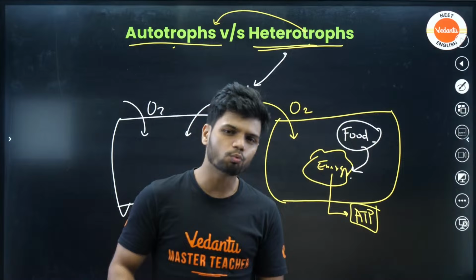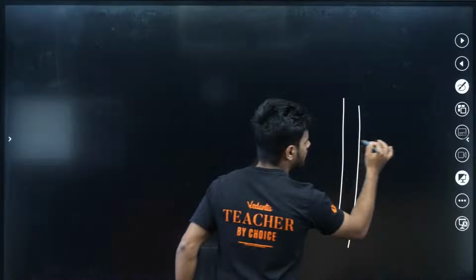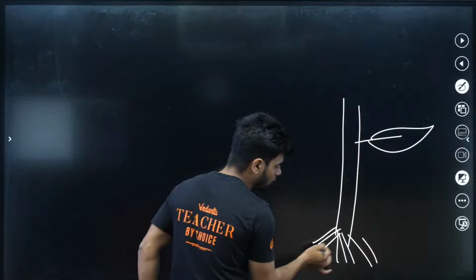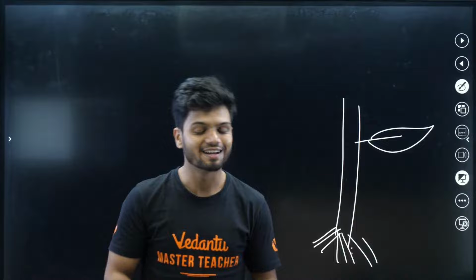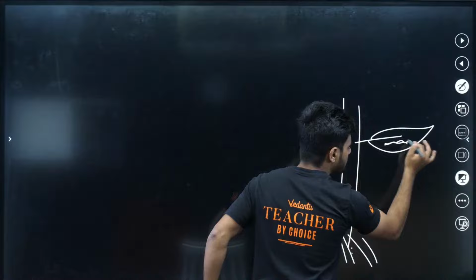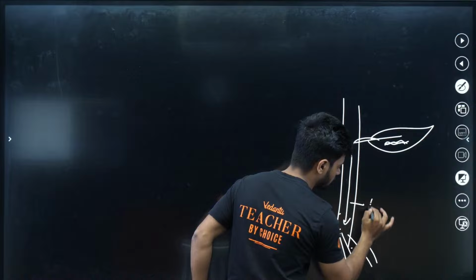So what about roots? If this is your plant, photosynthesis is happening in the leaves. The root also needs to do respiration, the roots also need to generate energy. But how do they get the food? The answer, which is given in your NCERT, is nothing but translocation. The glucose which is prepared here is transported to the roots, called translocation.